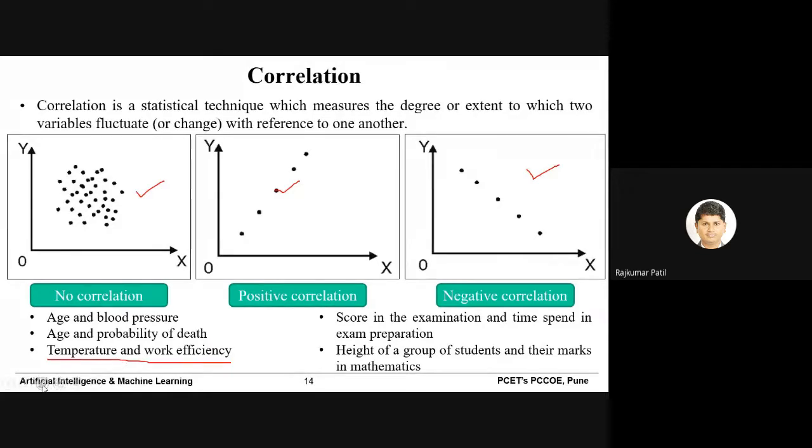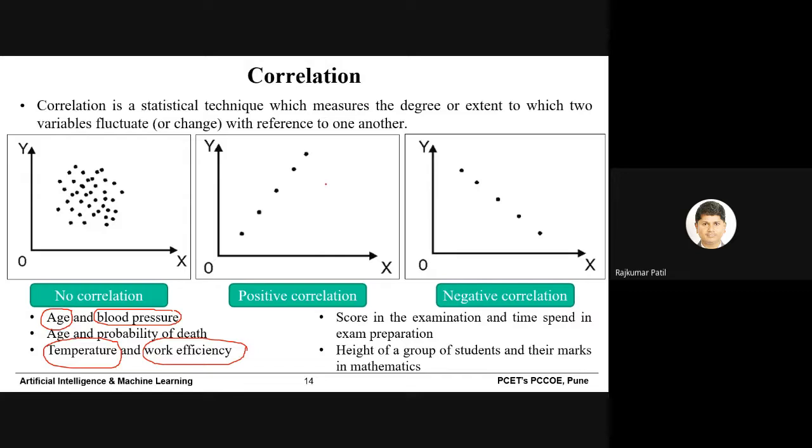So in each and every example, there are 5 examples you can see. In the first example, age is one parameter and blood pressure is the second parameter, and we are trying to find out what the relationship between these two parameters is. Again, temperature is one parameter, work efficiency is another parameter, and we are interested to know whether there is any relationship or not. If there is any correlation, then what kind of correlation?